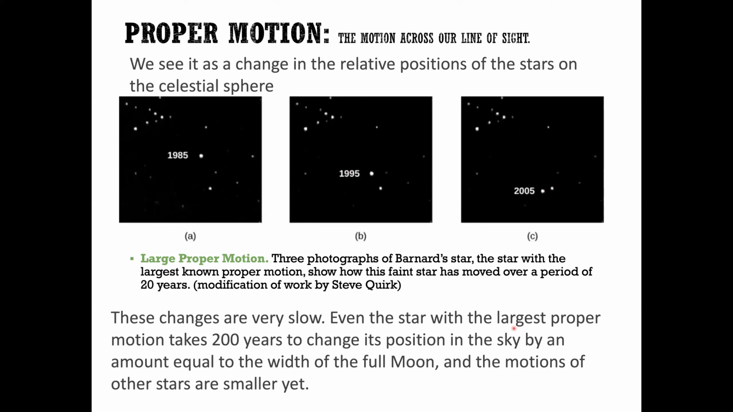Even the star with the largest proper motion takes 200 years to change its position in the sky by an amount equal to the width of the full moon, right? You know the width of the full moon, right? Next week you will have the Poya day. If you go outside, you can see the size of the full moon. Now, to move this star from one corner of that full moon to the other corner of the full moon, it takes 200 years. So this proper motion, you can see that it's a very small amount, right? So that's why we don't feel it that much.